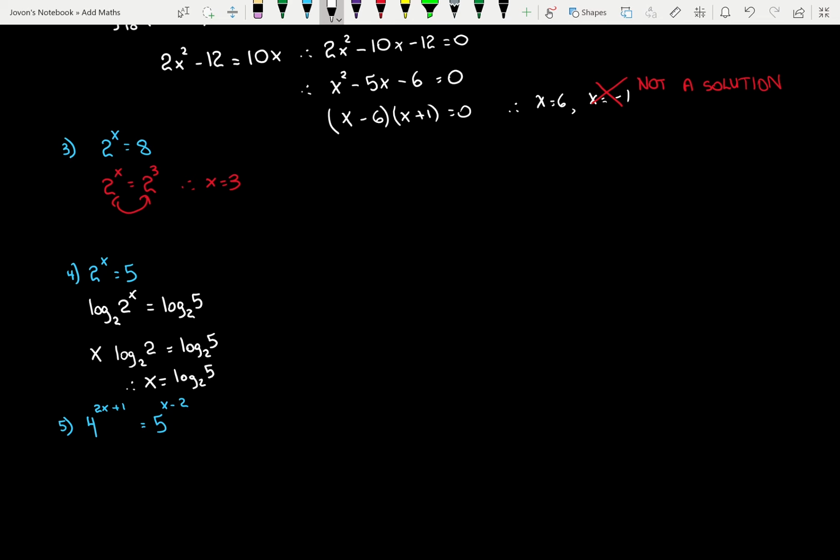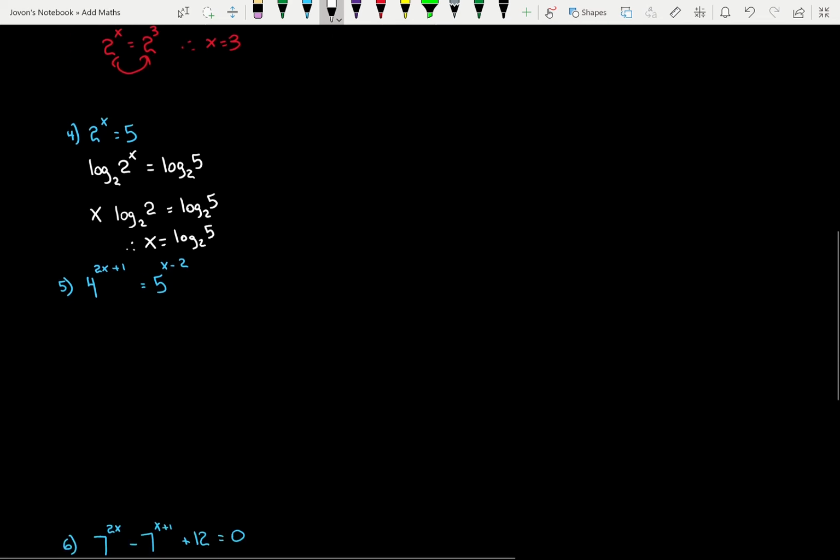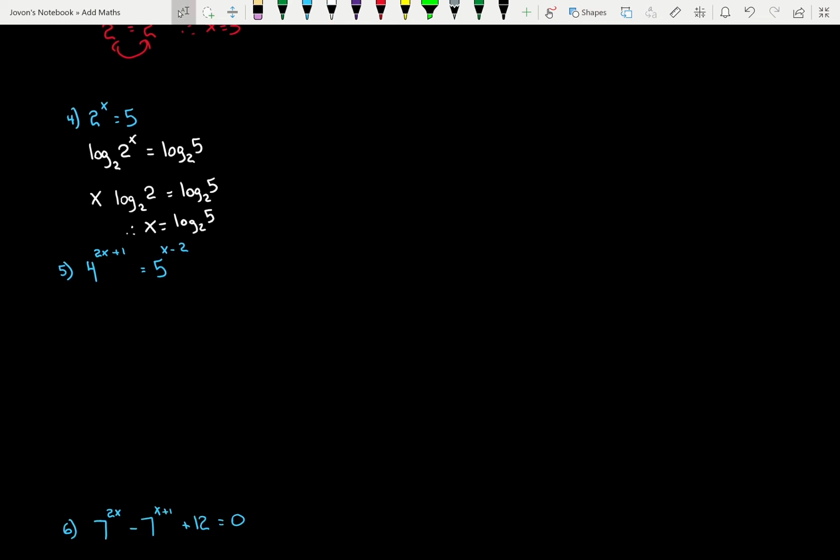Again, note what base you want to take. Take a base that's going to help you in some way, where you could make a term 1 and then get rid of it, okay? Now we have a question like this, okay? Notice we have one term on the left hand side and one term on the right hand side. So therefore we could do the exact same thing that we did above and take the logs.